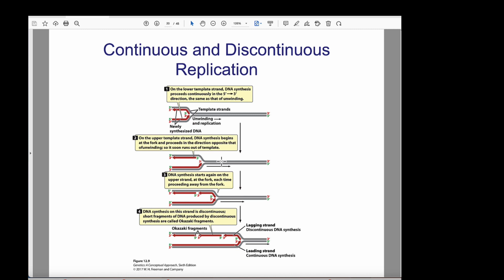But what's interesting about this is Dr. Okazaki, who discovered this, found that looking under a microscope, the lagging strand had fragmented segments of DNA, okay? And it was lagging behind in time in comparison to the opposite strand. So these fragments that he saw are called Okazaki fragments, okay? And this lagging strand that contains these Okazaki fragments is associated with the synthesis of DNA in a discontinuous manner.